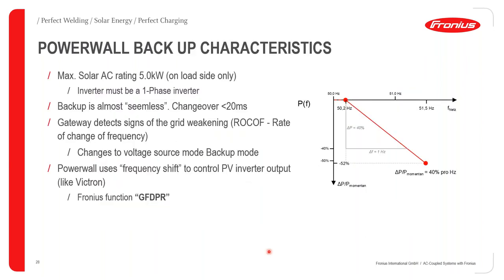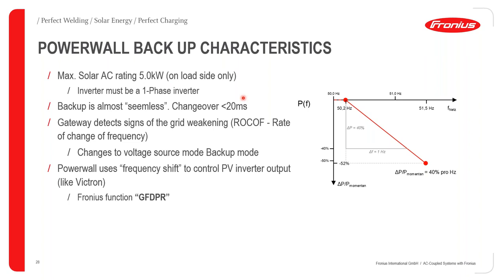What are the characteristics of the Powerwall? When it comes to operation with the Fronius Snap inverter, there are certain protocols that we use to communicate with the Tesla Powerwall in order to allow for charging and discharging of batteries, and also to supply the load. We use a very similar protocol to what we use with Victron, and this is what we call frequency shift. It's very important to note that with this system your maximum solar AC rating has to be 5 kilowatts.